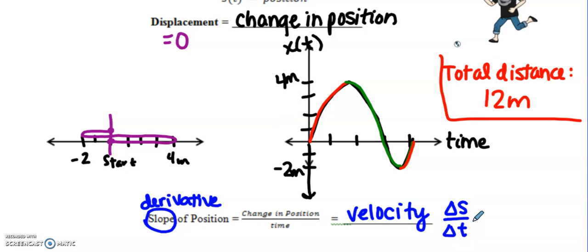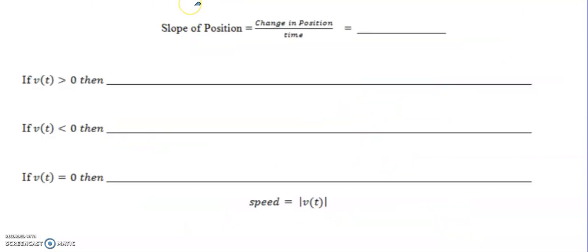Notice that our slopes are positive, then negative, then positive. So moving to the right, then we briefly turn around, we move to the left, we briefly turn around, and we're back to where we started. So where our slope is equal to 0, we have a turnaround spot. Again, where the slope of position is 0, we turn around. So slope of position, change in position over time, this is just rewriting what I just had, is velocity.